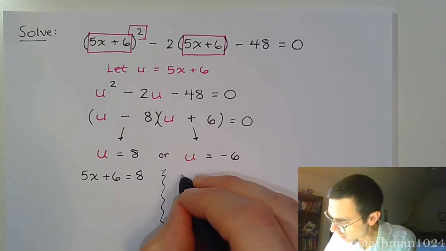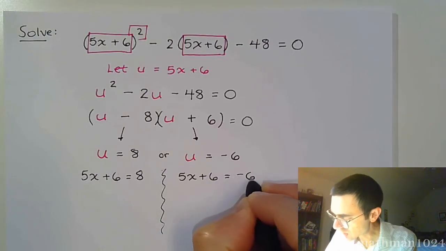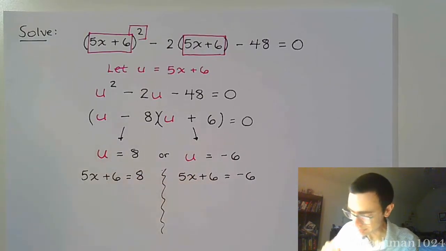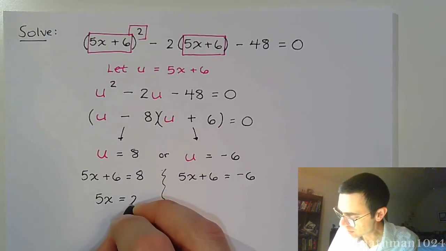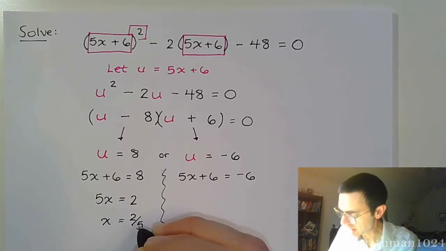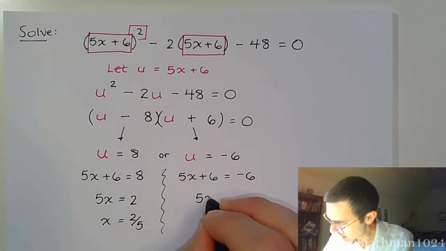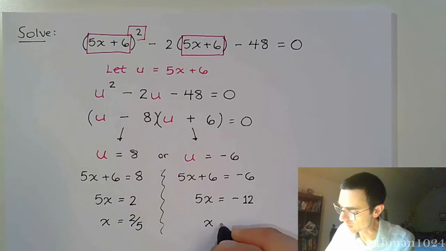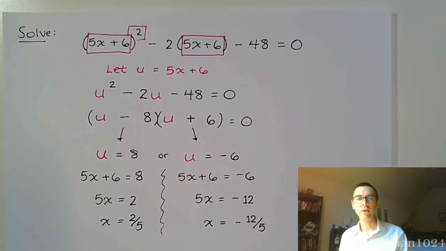Likewise, this u was a placeholder for 5x plus 6. And so now we have these two small linear equations to solve. Solving this one, hopefully you can do it in your head. Subtract 6 to the other side, you get 2, and divide both sides by 5. x is equal to 2 over 5. And over here, 5x is equal to negative 12 when you subtract 6 on both sides, and then we divide by 5, so we get negative 12 over 5.